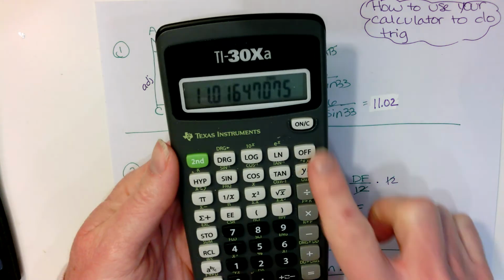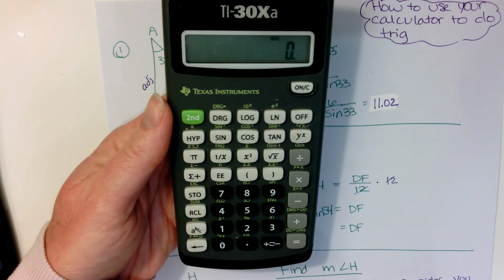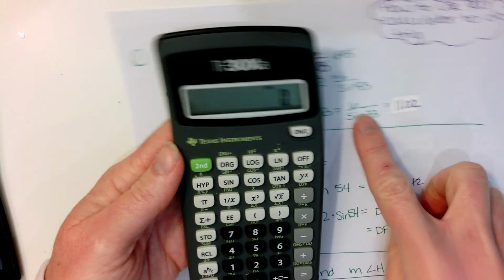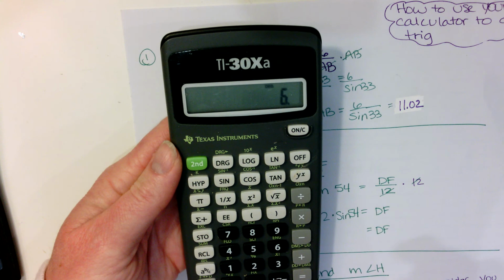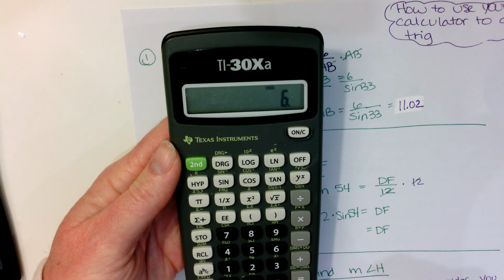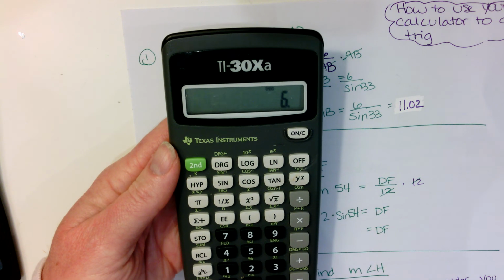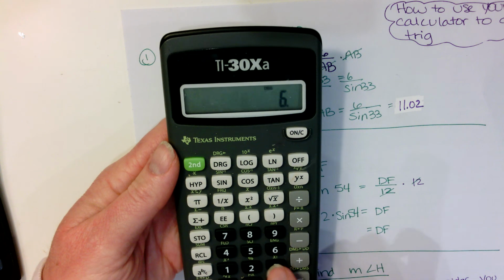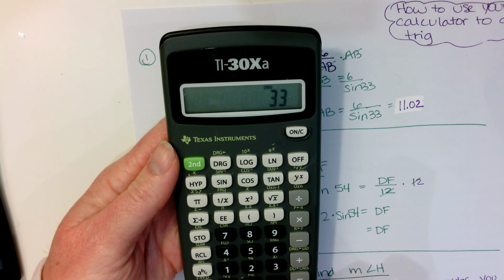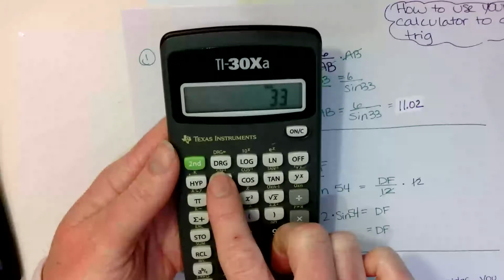So let's take a look at it on this calculator. On this calculator, I'm also going to begin with my 6 divide by. Now be careful, you do not want to touch sine. On this type of calculator, you enter the number first. So I'm going to enter the 33. Now I'm going to take the sine of 33 by touching sine.